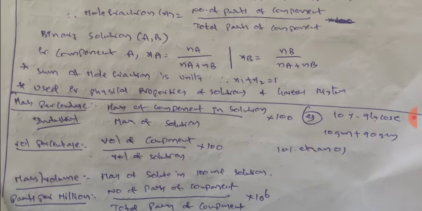And the last one is called parts per million. Sometimes this is also called ppm. ppm is expressed as number of parts of component divided by total parts of components into 10 to the power of 6. So by using this formula we have to express the concentration of a particular solution in terms of ppm. ppm is the expression which is generally used to measure the level of pollutant in the water or the soil or the CO2 or the air.